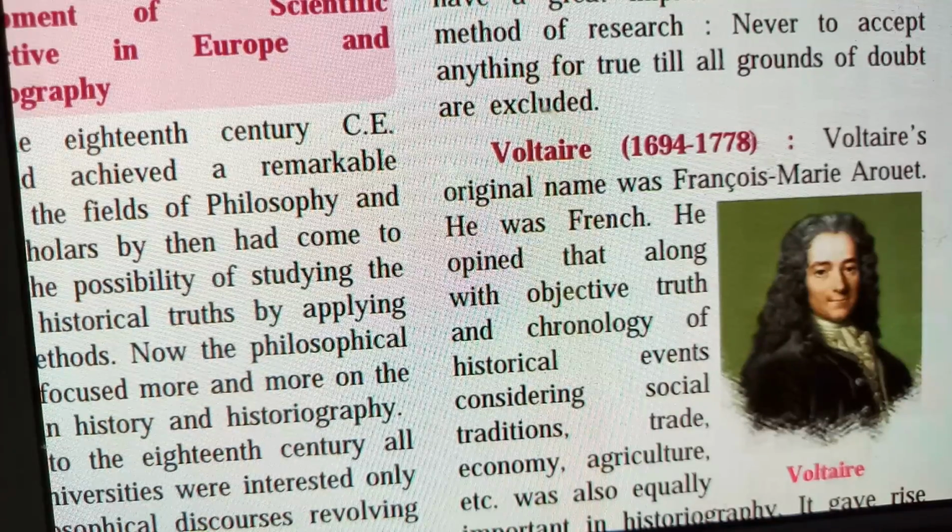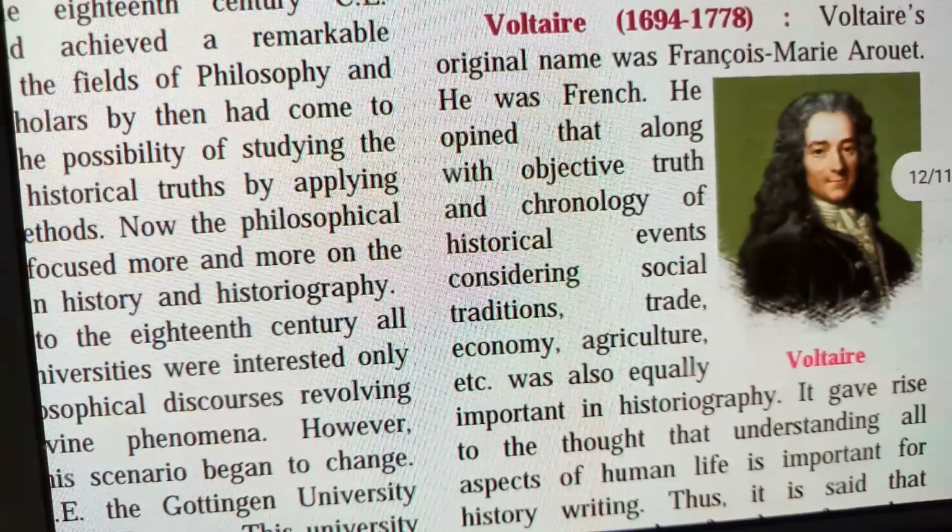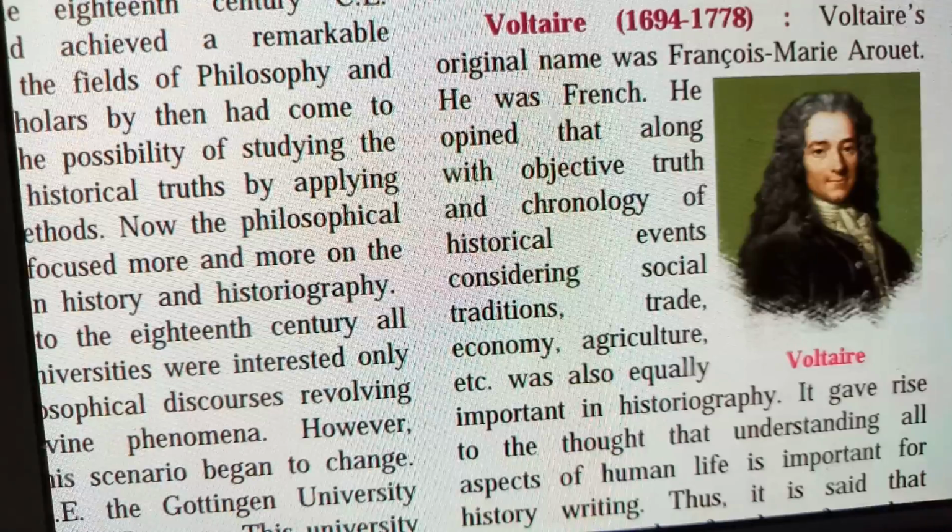He opined that along with objective truth and the chronology of historical events, we should consider social tradition, trade, economy, agriculture, etc. Meaning his thought was that we should not study only the chronology of events, whatever happened and whatever events took place in the country. That is not important for the study. We should understand the life of the people, what problems they are facing. Understanding chronological events does not make much sense by itself, but we have to understand the people's perspective. What problems are they facing nowadays?